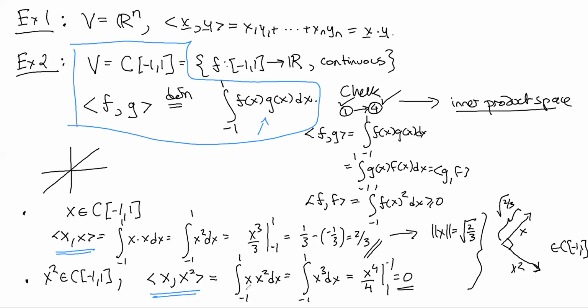Why did we switch our bounds? What does that mean? Oh, sorry, my mistake. This should still be 1 and minus 1.